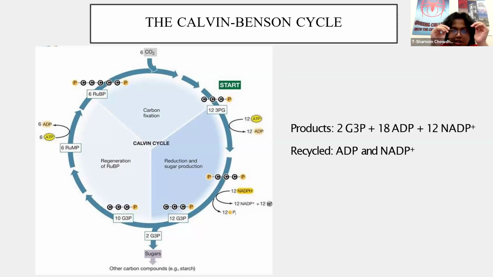So you have 6 carbon dioxide and 12 3PG are formed. All 12 3PG turn into G3P, but only 2 of them eventually turn into sugar. Out of the 12, 10 of them are used to regenerate the Calvin cycle from G3P to Ru-BP. So you get 6 carbon dioxide, 12 3PG, 2 G3P used for sugars, and another 10 used to regenerate the cycle all over again.